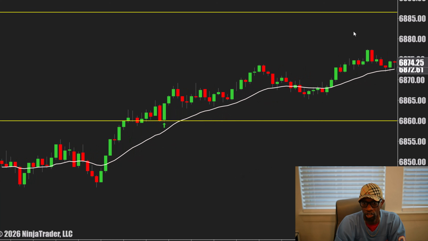Your target, you want to know what your target is? The top of this range, 68.85, because you're getting in at the bottom of the range. Range rules: once we break back in, you expect to go to the other side of the range. So let's see if we made it.